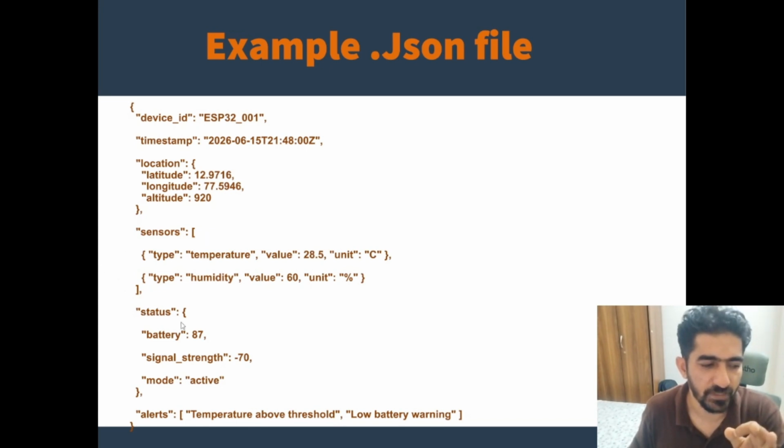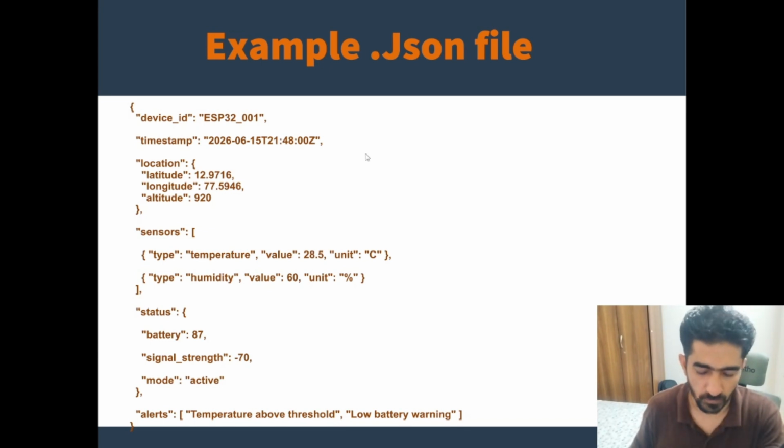And next we have status. For status, we have curly braces starting from here. So this is also an object which contains multiple key value pairs of data, comma separated. And in the last we have alerts, in which we put some alert messages separated by commas in the form of an array. Okay, so this is a generic JSON file where all the things which we have discussed are kept.